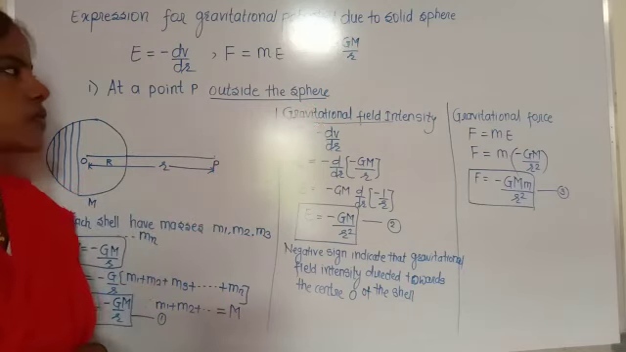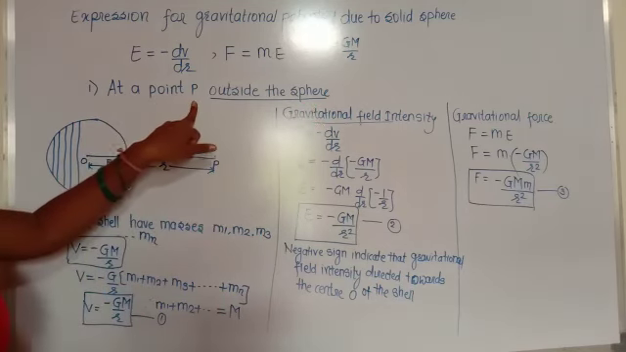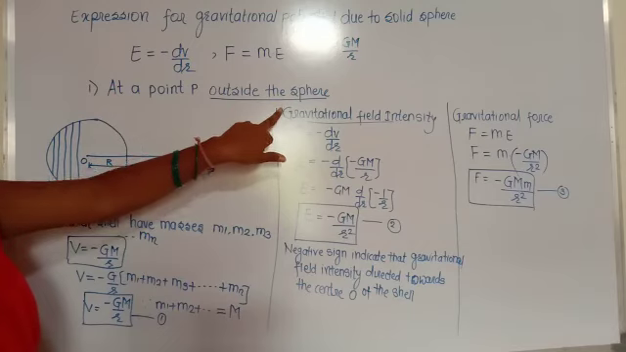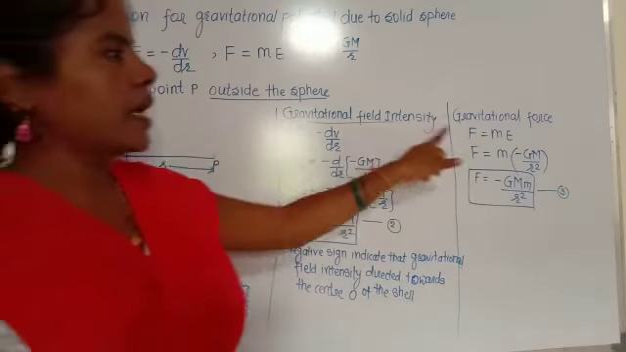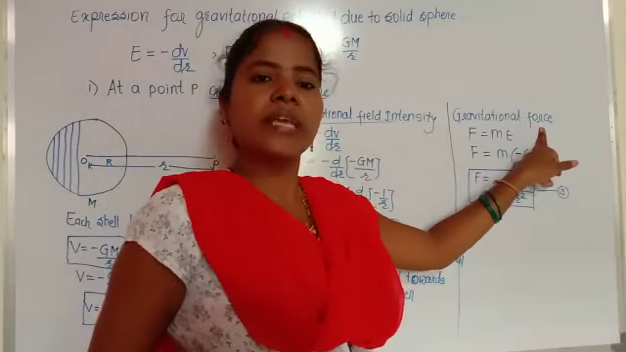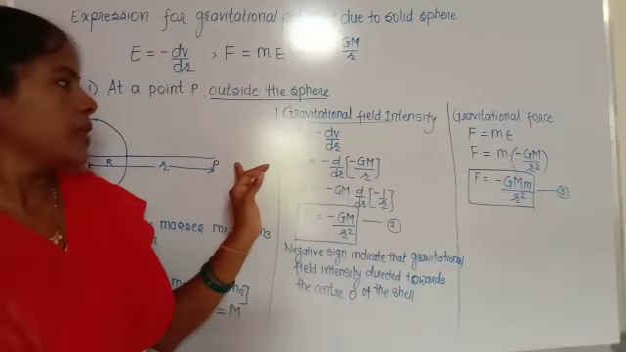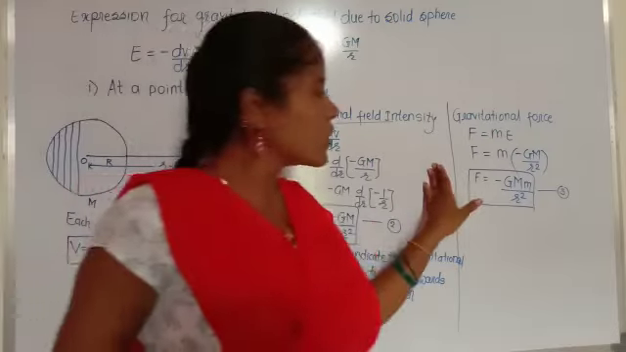So in the next class we will see the case of a point P on the sphere. For that we also have to calculate the gravitational potential, gravitational field intensity and gravitational force for the second case, and we will see this in the next class.